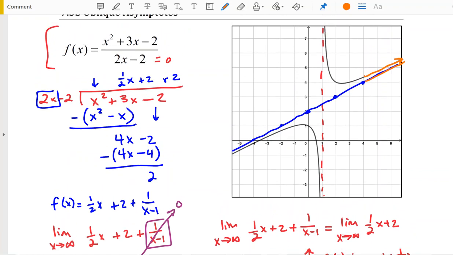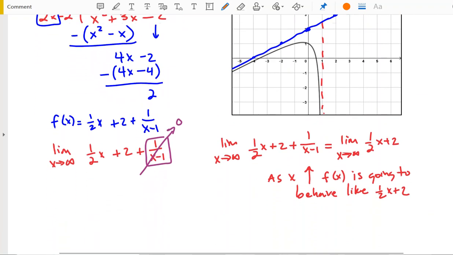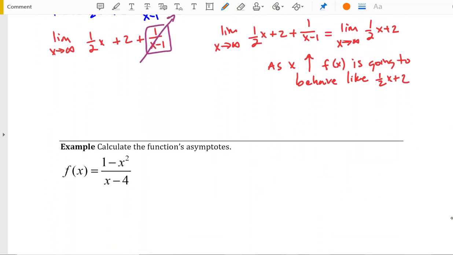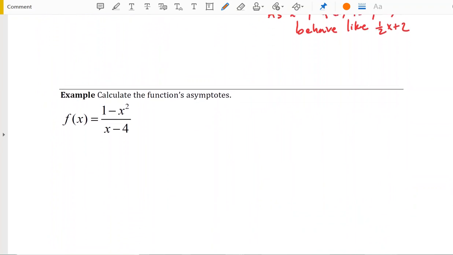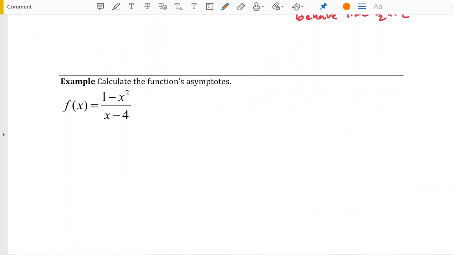So that's our process for finding oblique asymptotes. We can use long division. And the function that we get when we do our long division is going to tell us what that oblique asymptote is. So here's another function. If you want to pause and try to do the long division you can, and come back and see if you got it right.